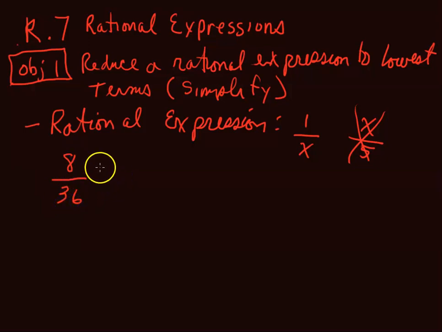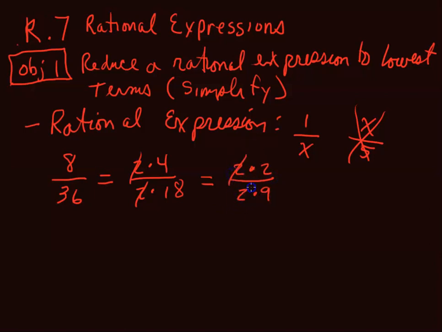8/36. What do you do? Well, you say to yourself, okay, I need some factors of this that I can cancel. So this is going to be 2 times 4, and this is really 2 times 18. So I can cancel those 2's. Well, hold on. Can I do that again? See, this is 2 times 2, and this is 2 times 9. So I can cancel the 2's. And then I get 2/9, and that's the farthest I can go.